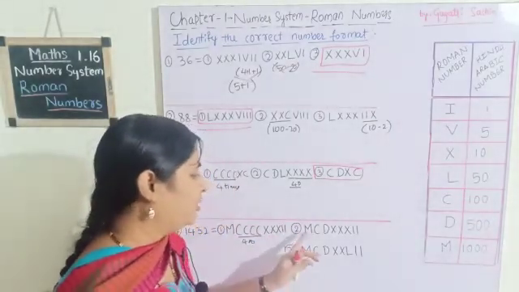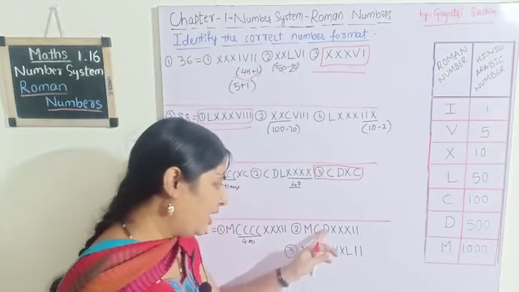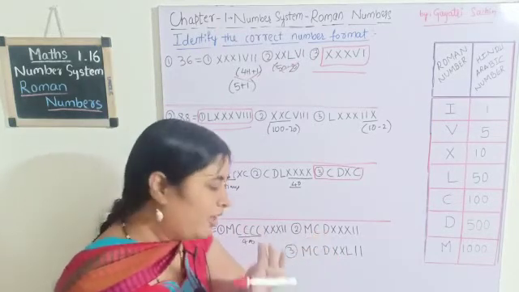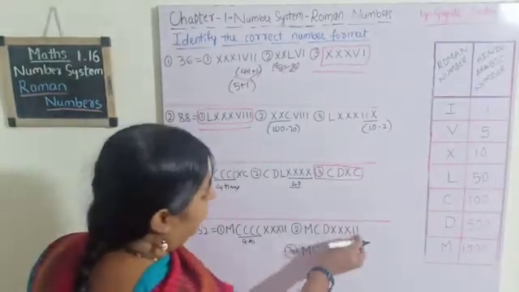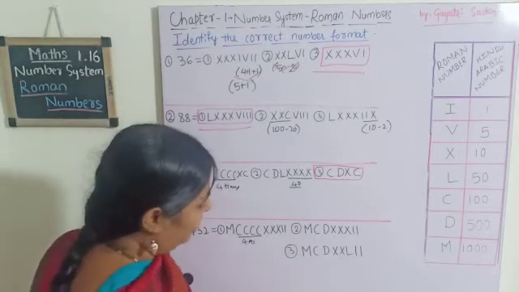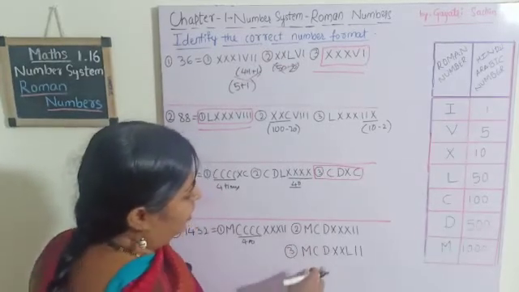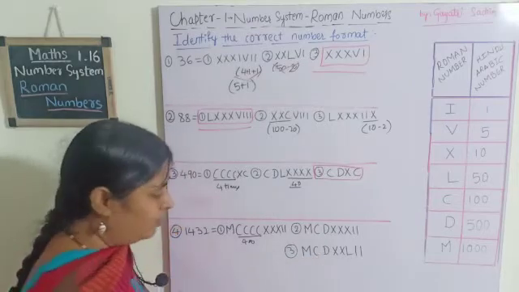Coming to the second option, M, 1000. 400, how have they written? CD means 500 minus 100. 400 they have written. That is also correct. 32 means 30 and 2. This is right. And the third option, how have they written? Let us see. M, 1000. CD means 500 minus 100, 400. That is also correct.